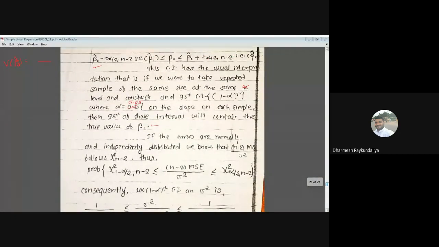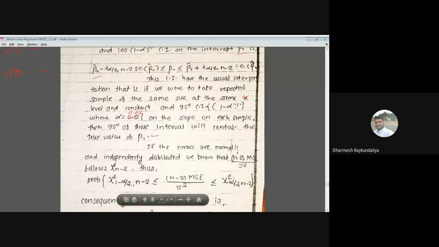So of course, if errors are normally distributed, now what is the confidence interval for sigma square? Sigma square is nothing but, what is the estimate of sigma square? That is, you have obtained MS due to residuals. So I wish to find out the confidence interval for the MS due to residuals. We know that (n minus 2) MS residual divided by sigma square is chi-square.